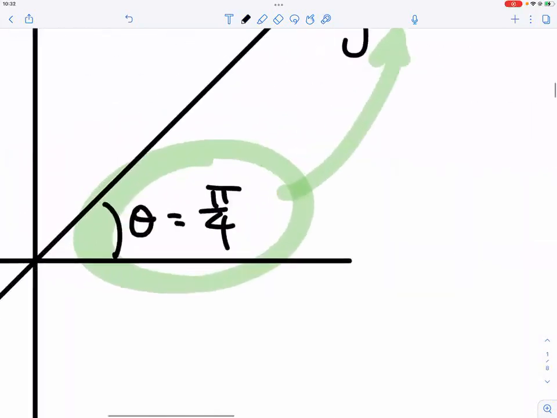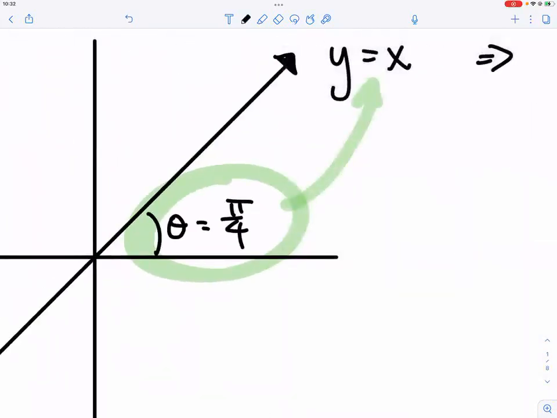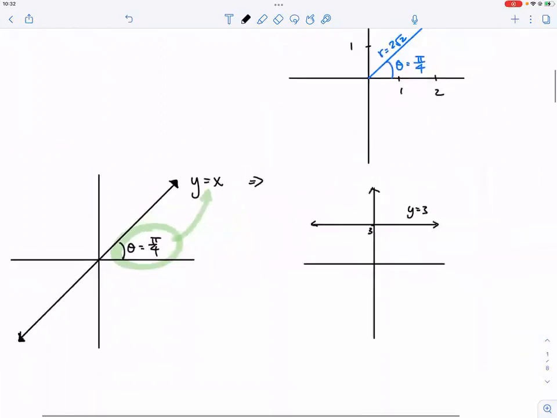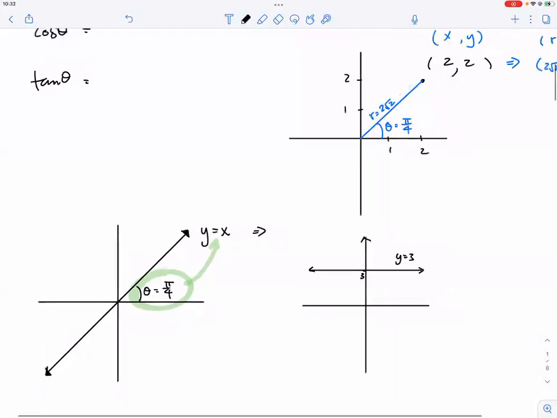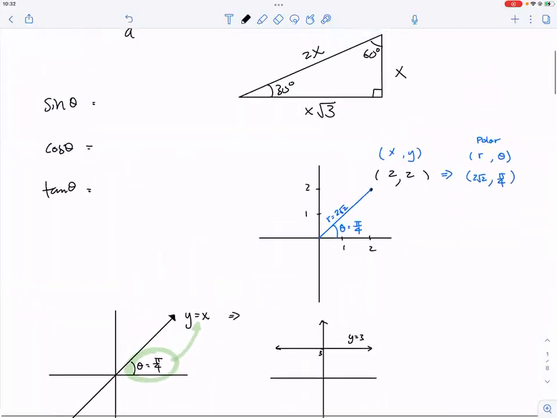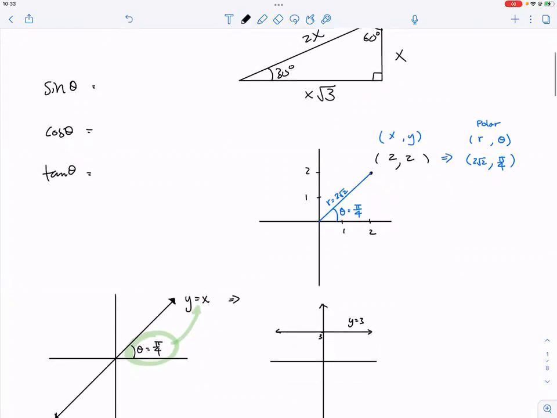So why don't we see r in the polar equation? Because r could be anything. That's what we are going to see in our polar coordinate system. Again, it's about which direction you're heading and how far you're going to walk from the origin.